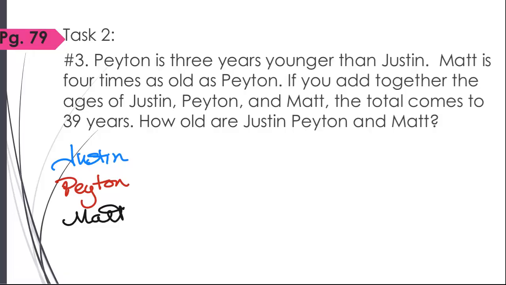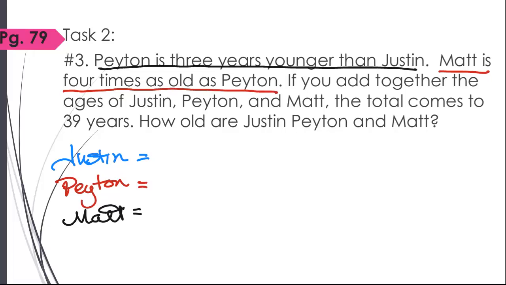Peyton is 3 years younger than Justin. Matt is 4 times as old as Peyton. What is an important piece of information here? Peyton is 3 years younger than Justin. What else is important? Matt is 4 times as old as Peyton. Yes. Get it? Times. Okay, good. What else? Total comes to 39 years.